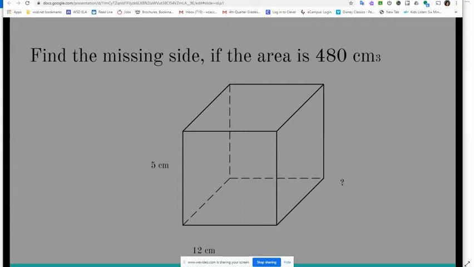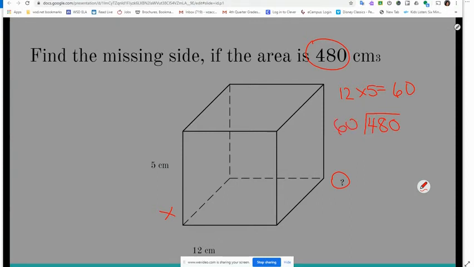All right, so this is find the missing side if the area is 480 centimeters cubed, okay? So what we're going to do first, we have the total amount here, okay? So that's our total amount, but we don't have this amount. So what you're going to do, this is simple, is you're just going to multiply the two sides that you have. So I'm going to multiply 12 times 5, and that equals 60, right? That equals 60.